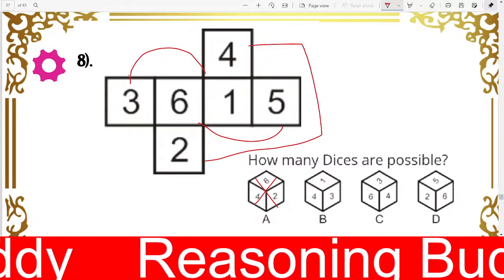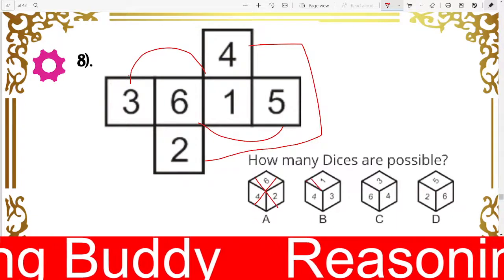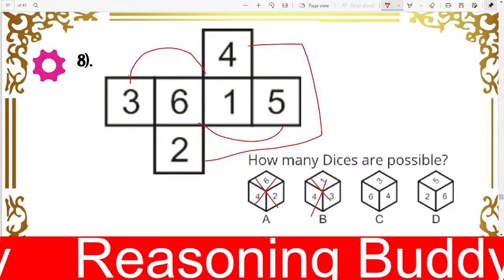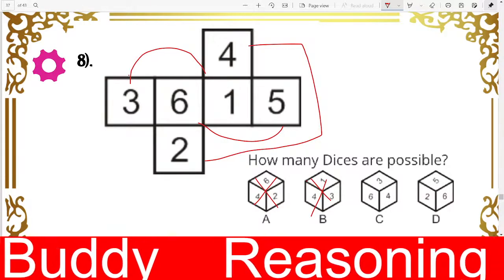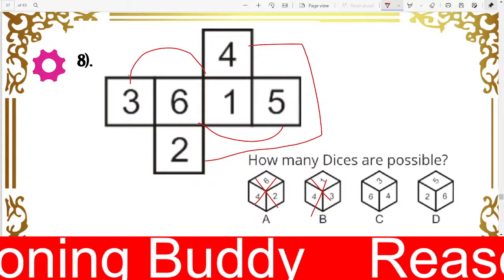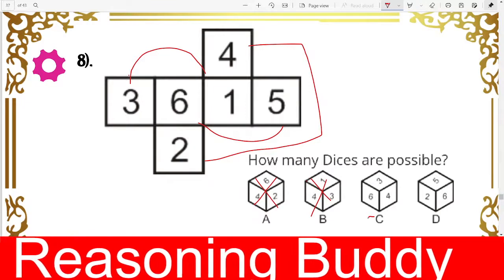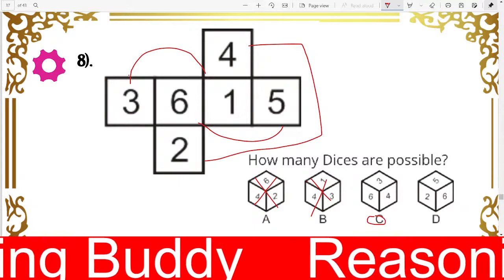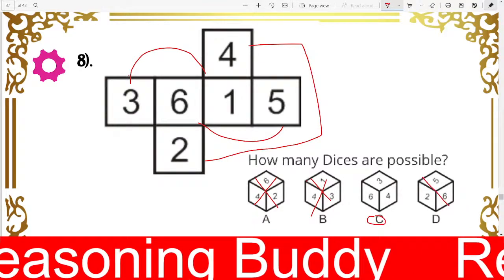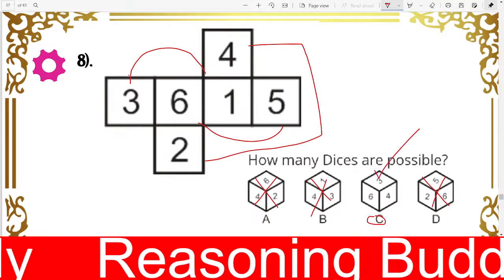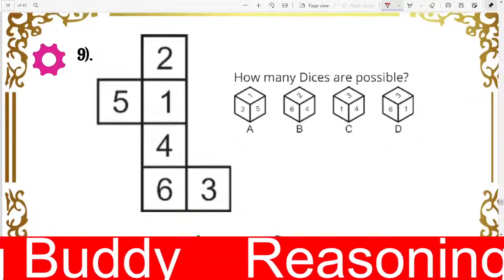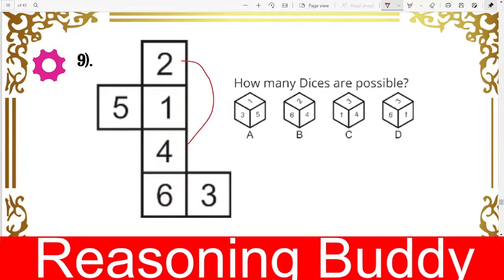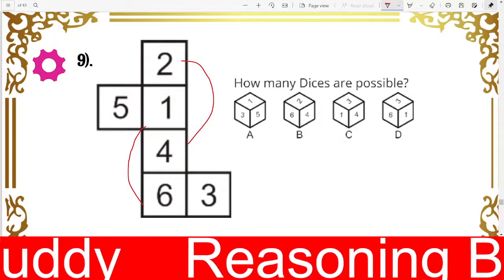Next, 1 4 3. 4 and 1 is an opposite pair, so it can't exist. So 3 4 6 can be possible, so we have to check D also. 2 5 6. So 6 and 5 is an opposite pair, so option C is correct. So next, you have to check the opposite pairs again, that is 1 2 4 and 1 6 and 5 3.